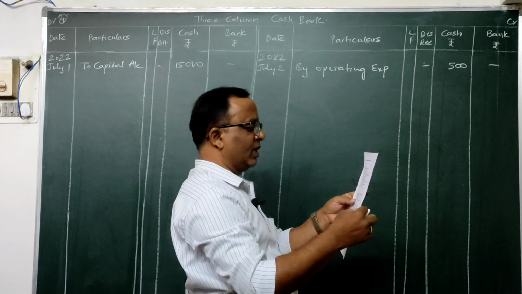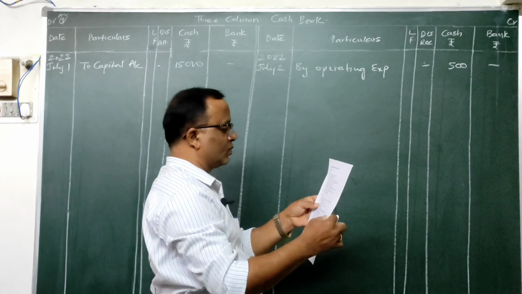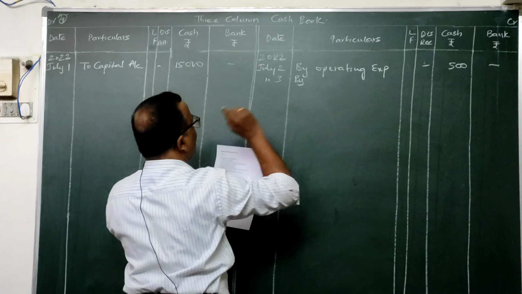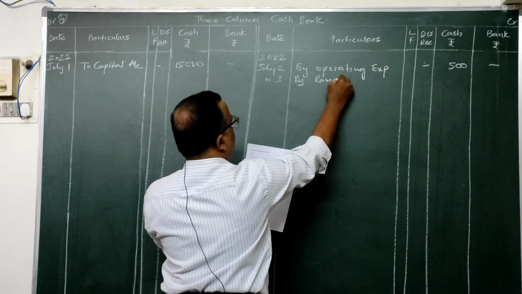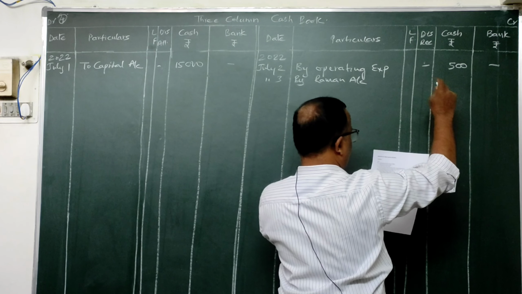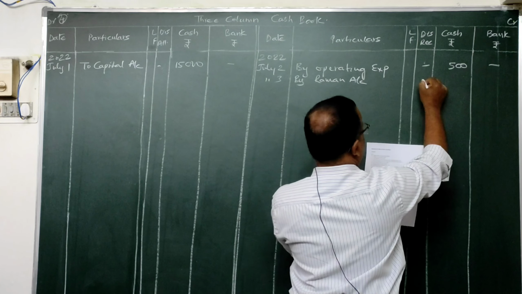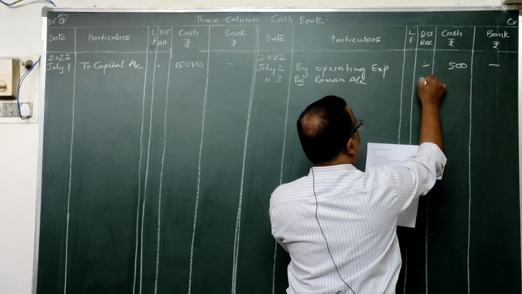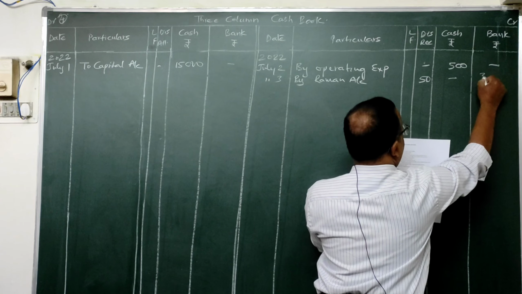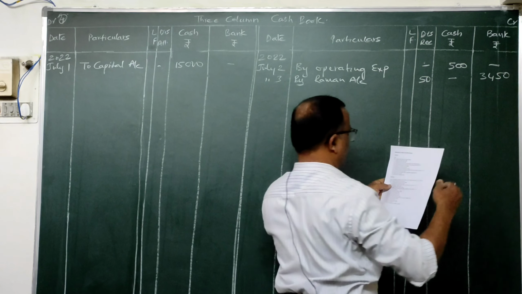Then paid Raman by check, discount received from him. So when you have paid Raman by check, it will be Raman account debit to discount received account and bank account. So discount received is how much? 50. Then again discount you have received 50 and you have paid through check 3,450.